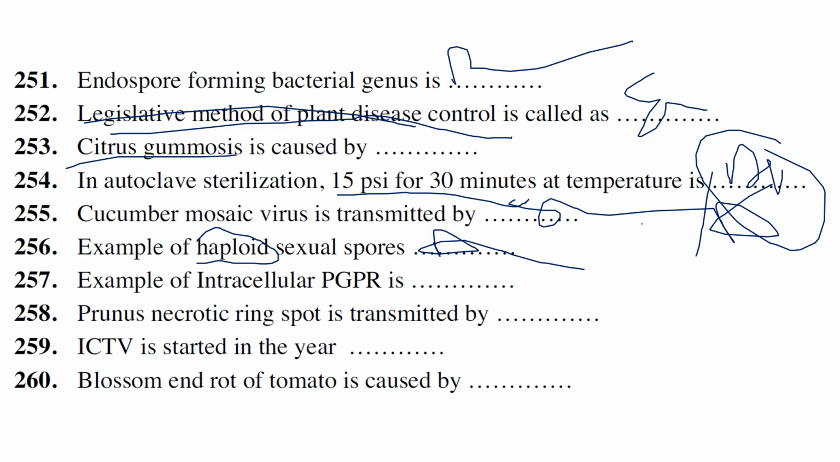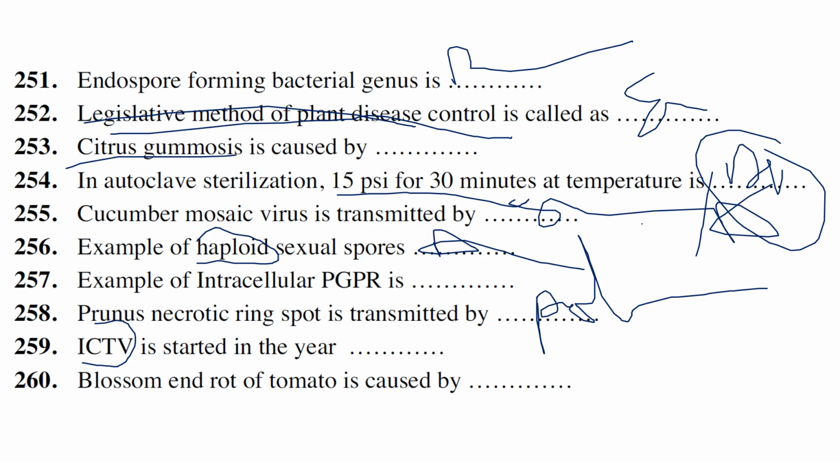The next one is extracellular PGPR. Bradyrhizobium is generally considered an extracellular PGPR. Maybe other things also might be there. Prunus necrotic ring spot virus is transmitted by, it's a very important one, pollen.